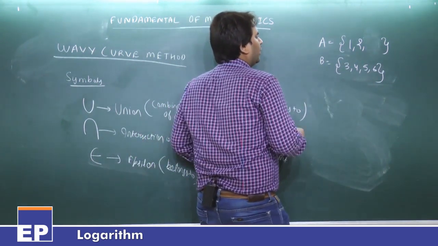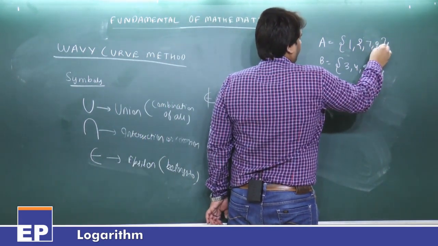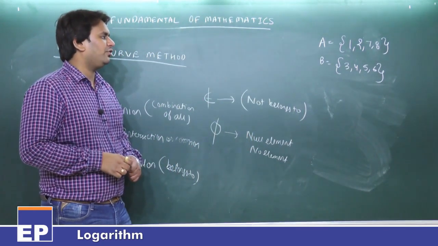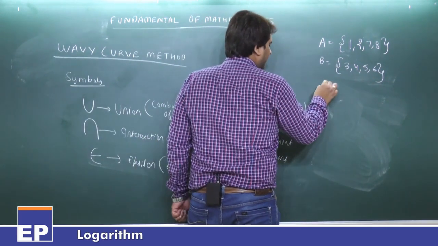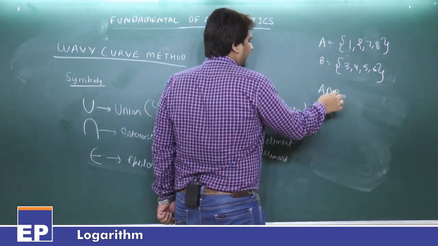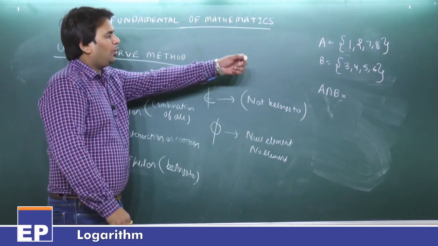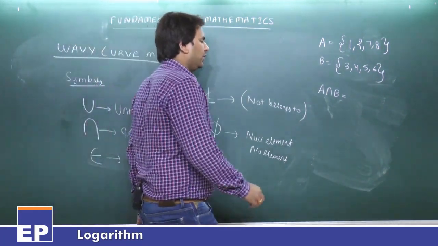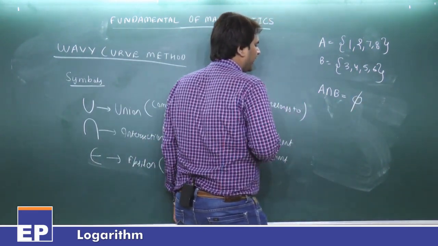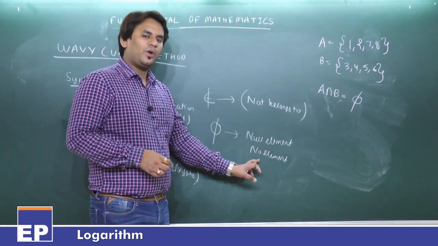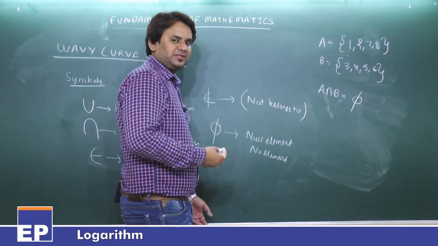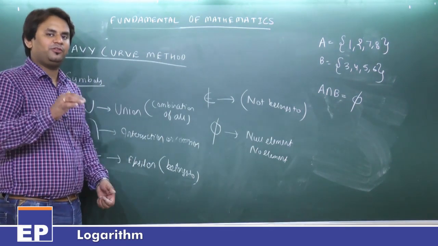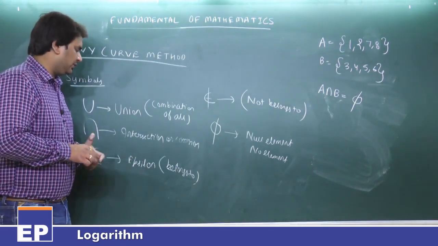A is equal to 1, 2, 7, 8. A has 4 elements, 1, 2, 7, 8, and B has 3, 4, 5, 6. What is A intersection B? A intersection B means the elements which are common in A and B. How many elements are common in A and B? Not a single element is common. You can write it like this: phi, which means null element, no element, or empty set. So A intersection B is equal to the empty set. You have to remember these 5 symbols if you want to learn the wavy curve method. Note it down.